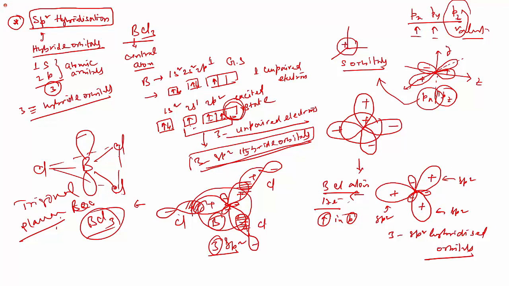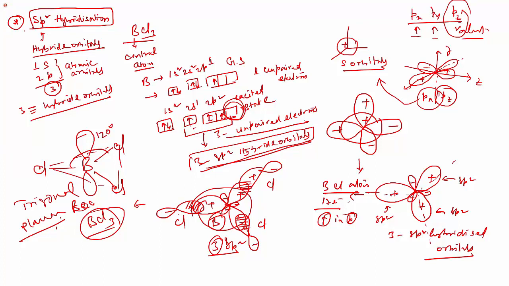So in this way, sp2 hybridization happens, and the bond angle is 120 degrees. We know that for the trigonal planar geometry, the angle between Cl, boron and Cl is 120 degrees. So in this way, sp2 hybridization is formed.